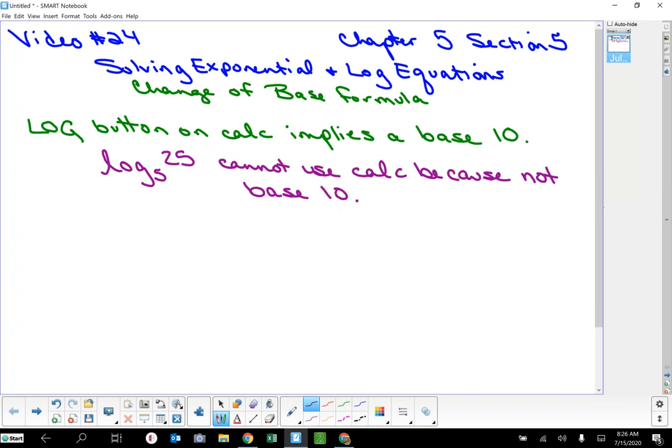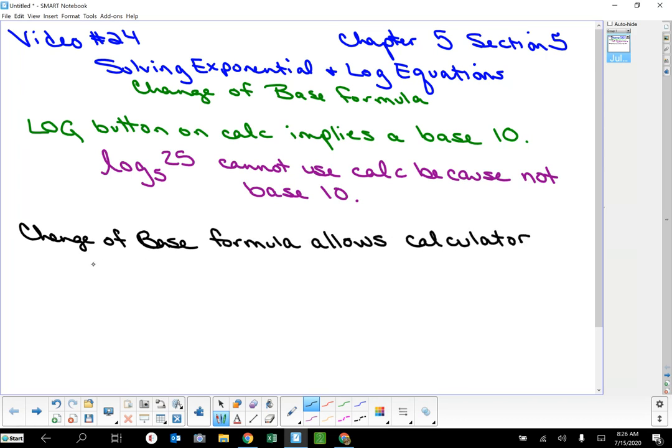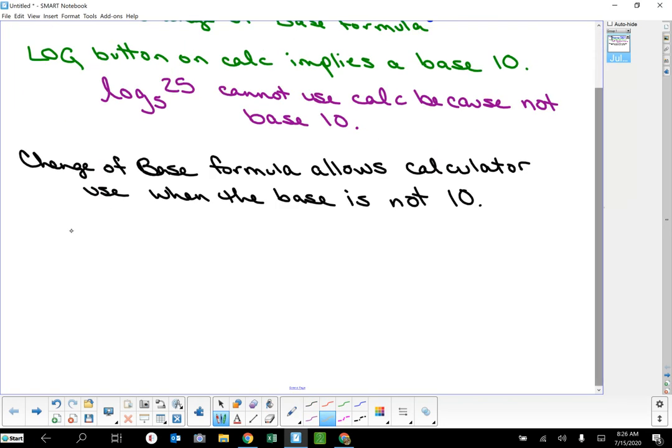So there's this change of base formula that will allow you to use your calculator if you don't have a base of 10. The change of base formula allows calculator use when the base is not 10. And here's what that change of base formula looks like.